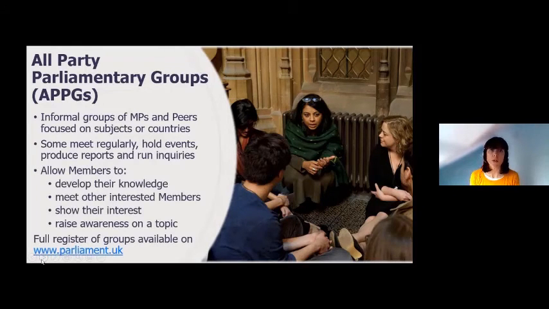The point of these groups is to allow MPs and peers to develop their knowledge about a particular topic, meet other members who are interested and show that they are interested in that particular topic as well. There are 2 ways I'd suggest that you can use APPGs as a researcher. One of them is to take a look at the A to Z list of APPGs. So take a look at the list of APPGs, see if you can identify 1 or 2 that are of relevance to your own research area, and get in touch with them.